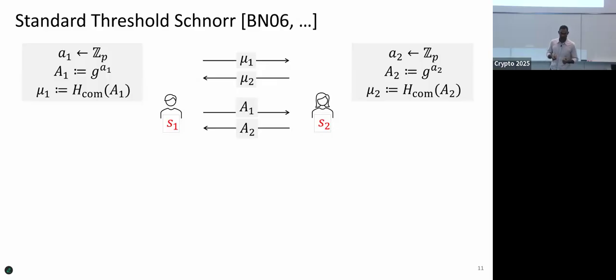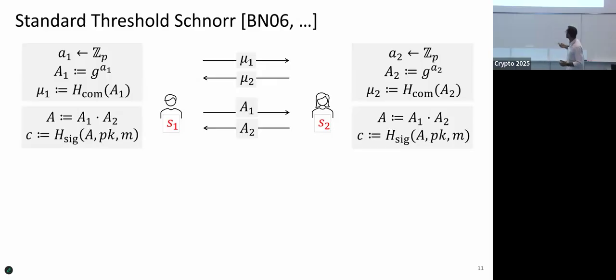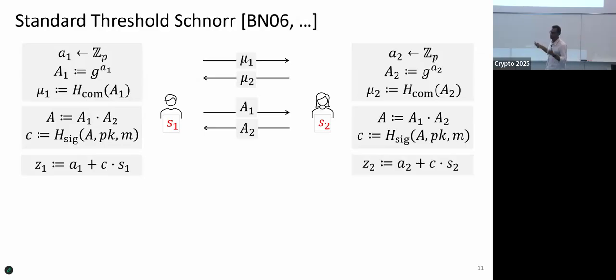And once they're done, they locally derive a combined nonce, which is the product of the individual discrete log commitments, and also locally derive a challenge. This is very similar to how standard non-threshold Schnorr works. It's just a 2-party setting. And finally, they derive the partial signatures, which is a masked nonce, which is a masked reveal of their individual signing keys.